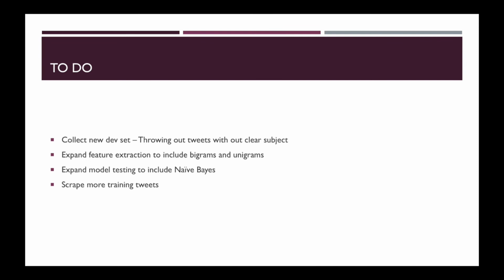In an effort to remedy this problem, I plan on rescraping and relabeling the test and dev sets, throwing out tweets without clear sentiment subjects. I also plan to begin including both bigram and unigram features. Finally, I also plan on scraping additional training tweets. The current dataset has hundreds of thousands of examples, but could definitely be expanded upon.